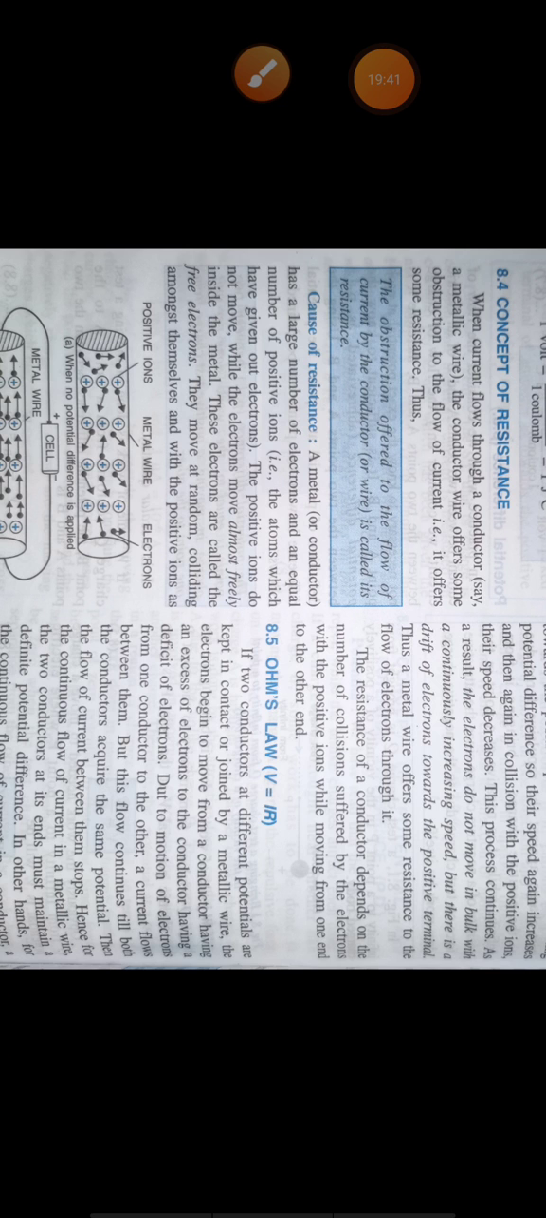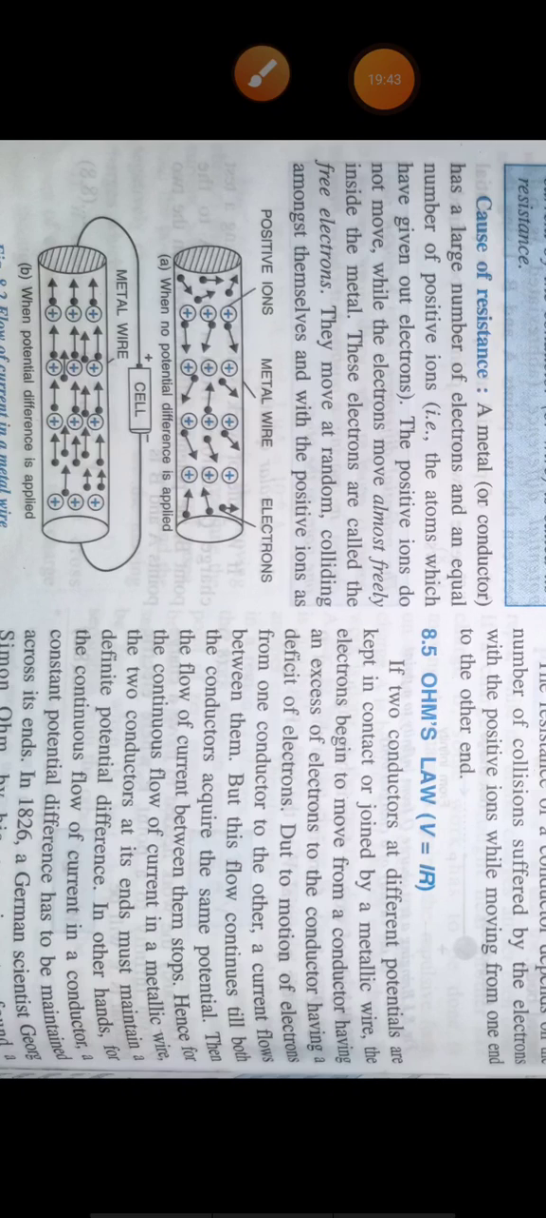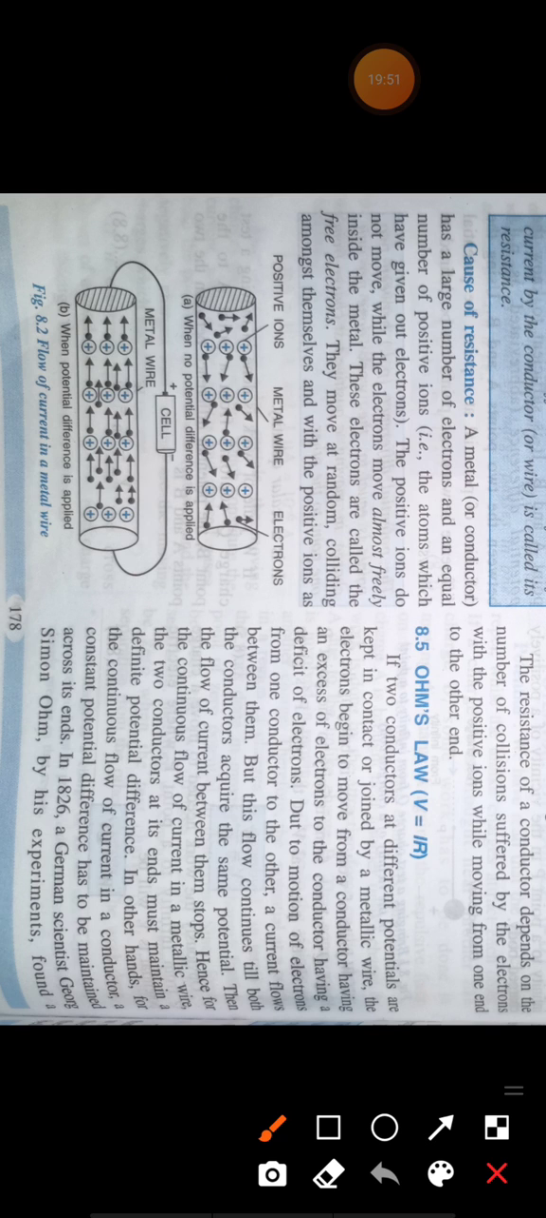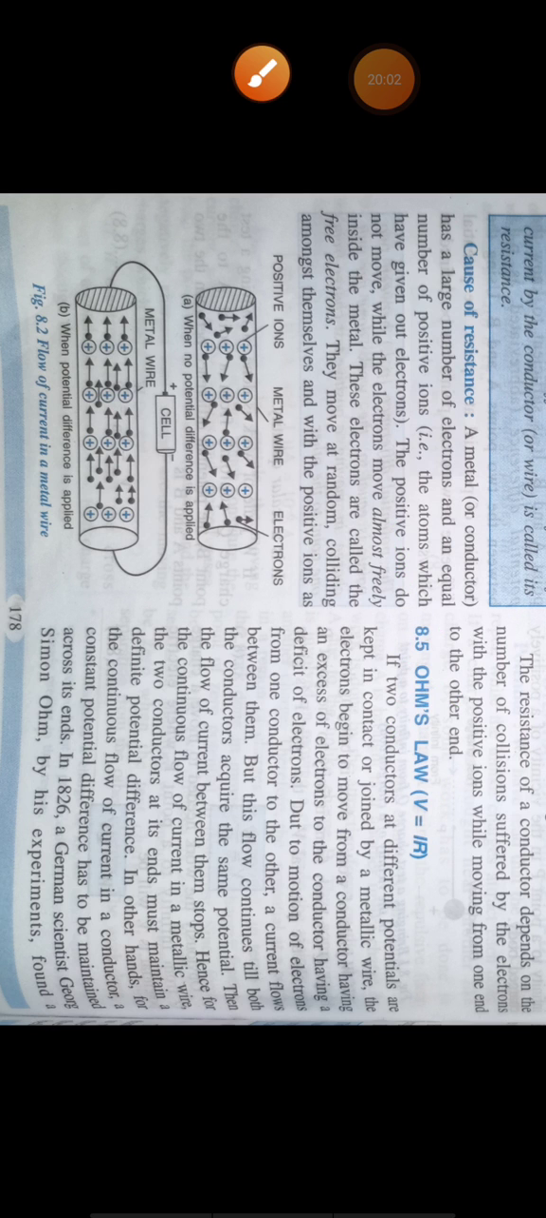So which thing is actually resisting the current? So what is current actually? We know that current is nothing but the flow of electrons. So that means there is something inside the conductor or material which is opposing the flow of electrons. Okay, so what are they?